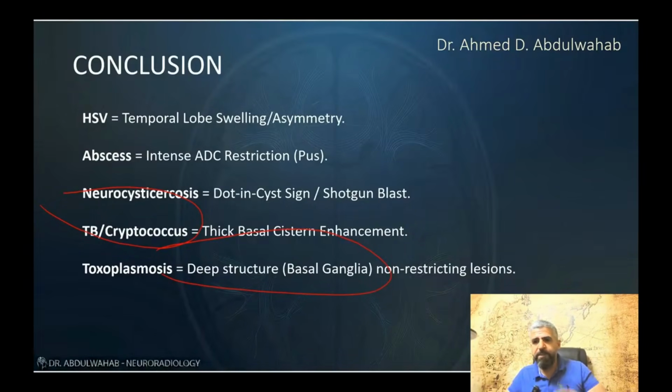Episode 4 proved that rule number 1, patient history, is as important as rule number 2, which is the location. We use diffusion-weighted imaging, ADC, and contrast as our weapons. Keep your eyes sharp and your mind sharper.